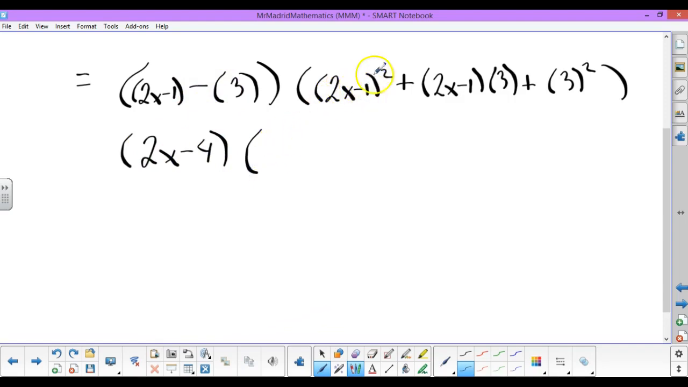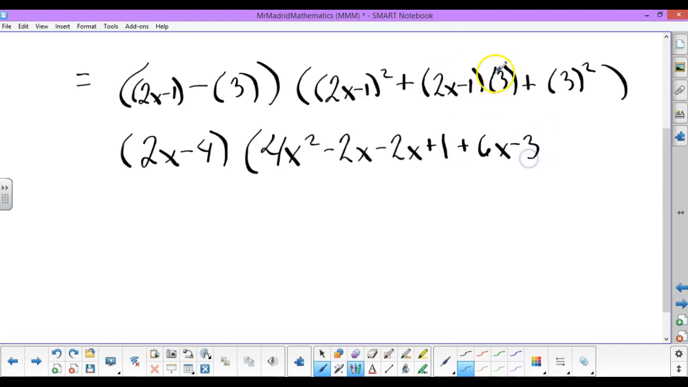In here, this is going to require FOIL, so this is 2x minus 1 times itself, so it's 2x times 2x, which is 4x squared. Then I get a minus 2x. This is just a FOIL process. I'm shooting through it so I don't eat up your time. Here I have 3 times this expression, so I'm going to have plus 6x minus 3. It distributes. And then lastly I have plus 9 right here at the end. This guy's pretty much intact, so we'll leave him alone.